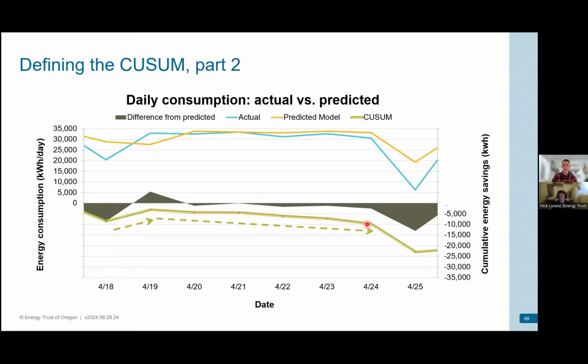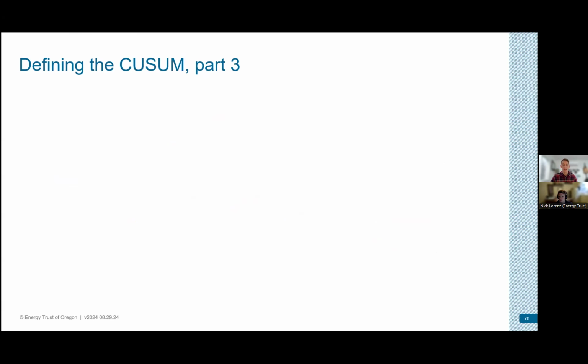Again, that signifies we're on a savings slope, but it's a very low savings rate. And then at the very end of this, we have a very big difference between actual and predicted, where actual is way below predicted. They have a very high savings rate for a single day, so the slope of the QSUM gets much, much steeper.